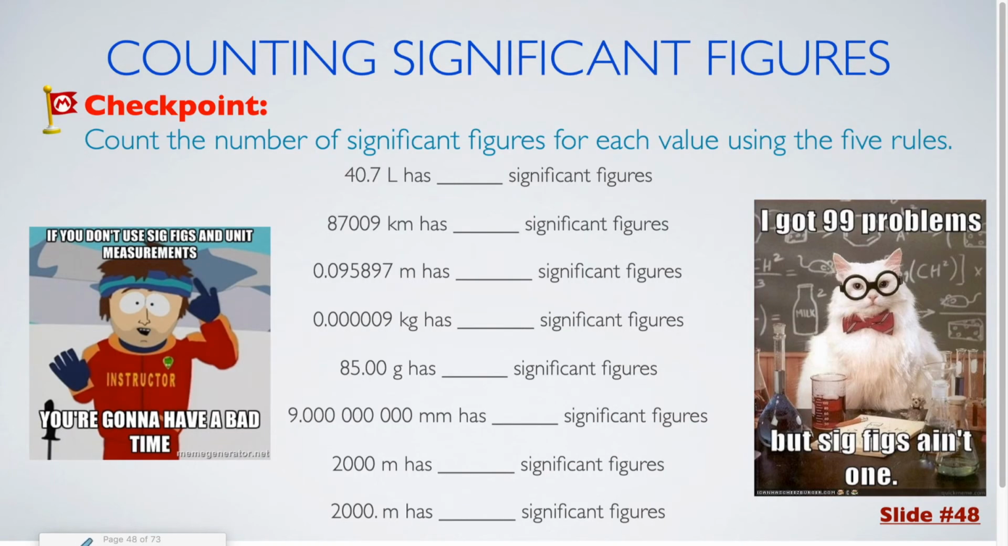Now we are going to use those rules in order to determine the number of significant figures in each of these values. For our first number here, we have 40.7. The 0 in the middle is sandwiched between the 4 and the 7. And the 4 and the 7 would always count. So I would say this has a total of 3 significant figures.